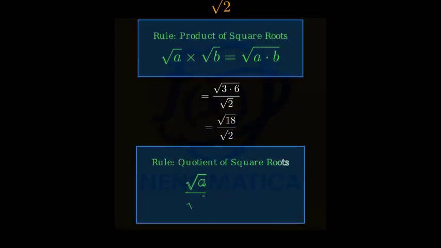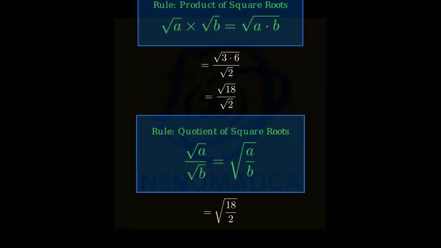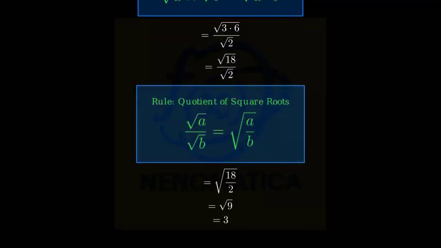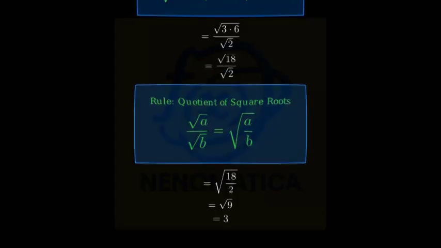Now, let's use the rule for the square root of a fraction again, but in reverse. We can rewrite this as the square root of 18 divided by 2. We can simplify the fraction inside the square root. 18 divided by 2 equals 9. And the square root of 9 equals 3. So our final answer is 3.